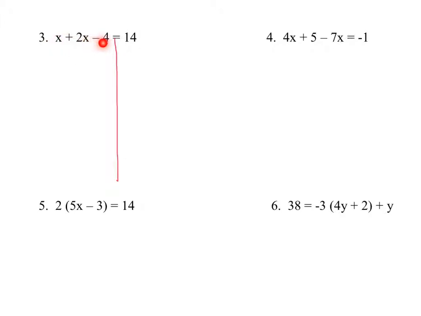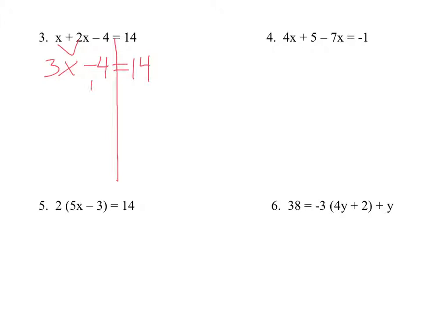So if I look at this left side, now this actually isn't simplified. I can combine like terms. This x plus 2x is going to give me 3x. And then I just bring down the minus 4. Then it equals 14. Then from here, you should recognize now it looks like the same two-step equations that we did in the previous section.